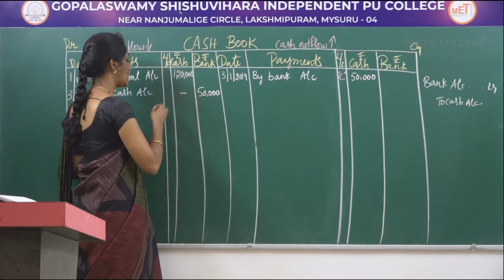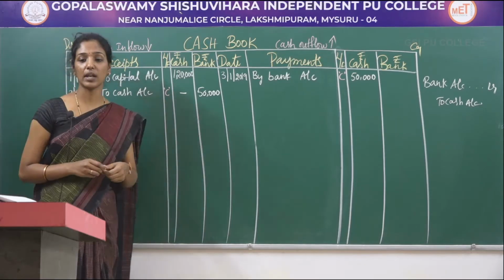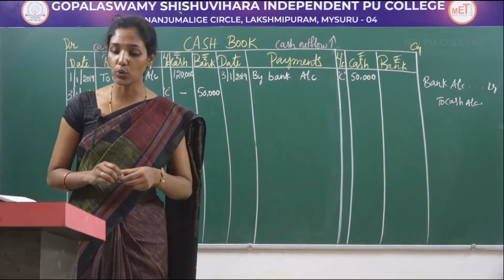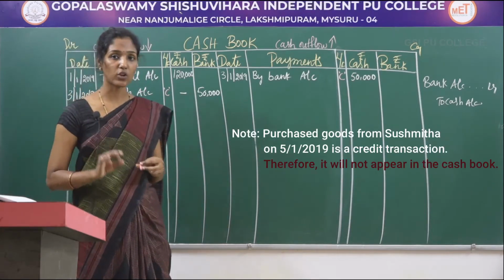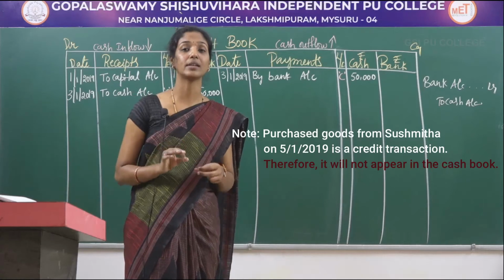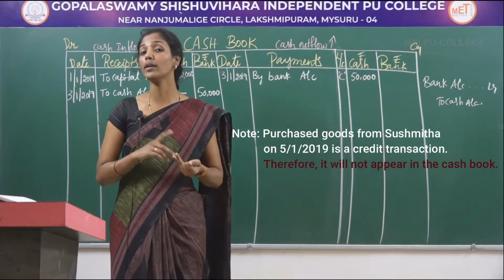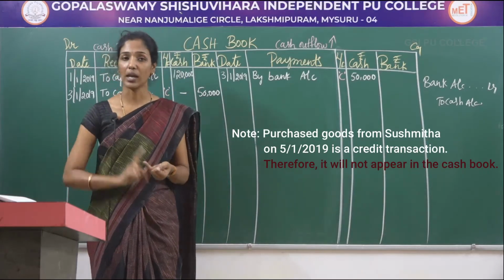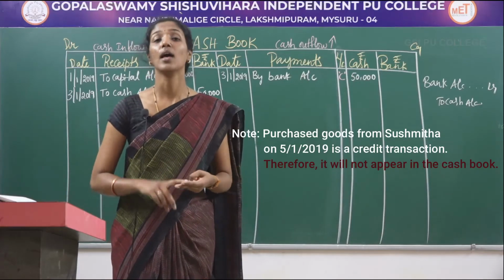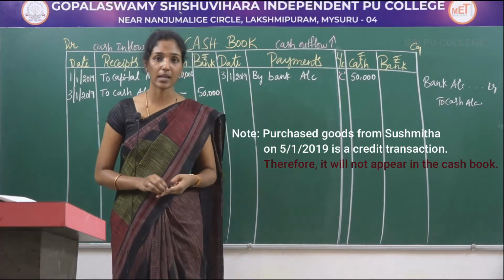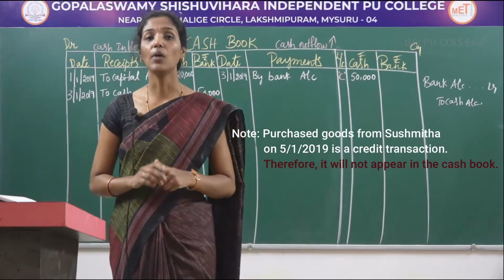50,000 and write capital letter C in the ledger folio. The next transaction is purchase goods from Sushmita rupees 20,000. This transaction should be ignored because it is a credit transaction. It is not a cash transaction or it is not a bank transaction. So all the credit transactions must be ignored from recording in the cash book. So now it is ignored.